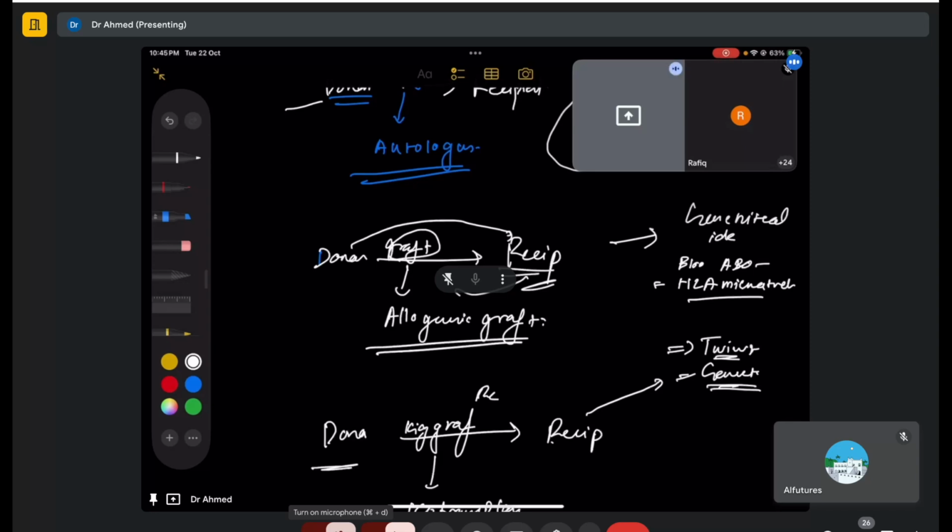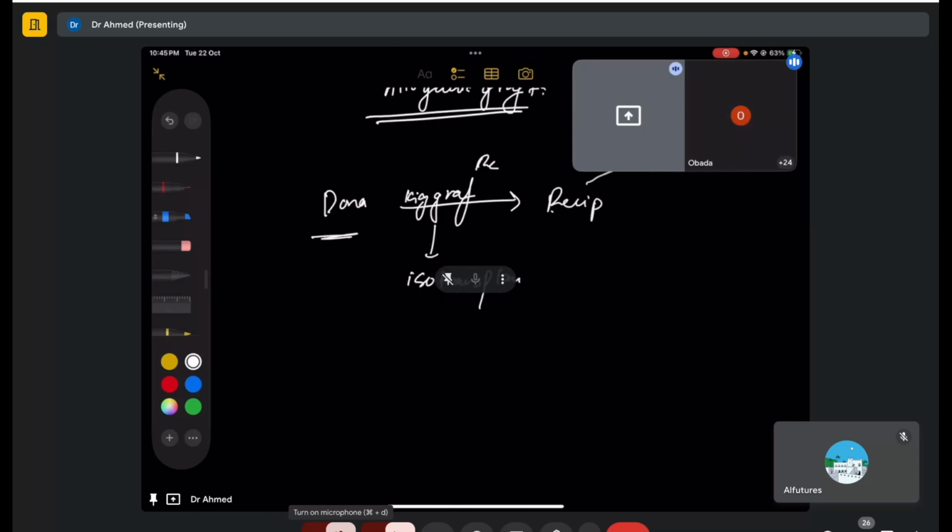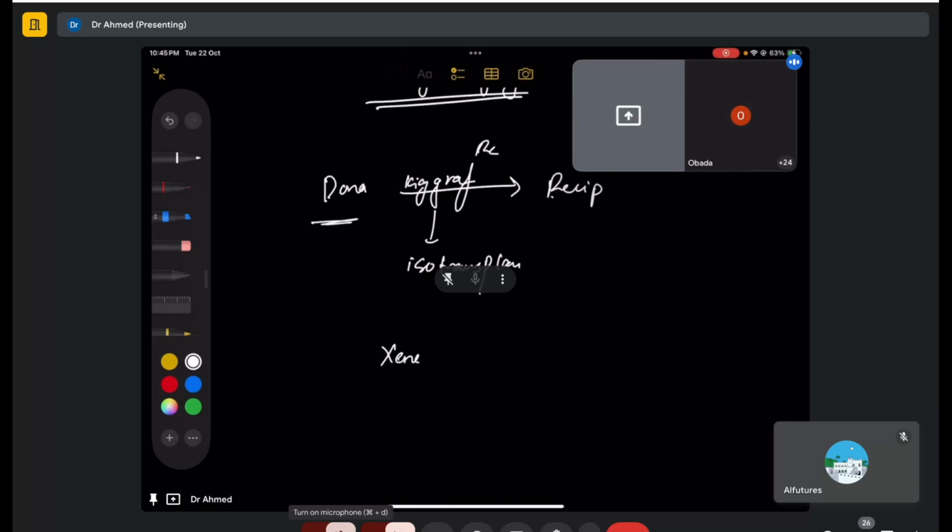Okay, do you guys know what is xenograft, by the way? From another species. Okay, perfect. For example, if I take a graft from another species, it would be an example of xenograft. So the HLA gene cluster codes for MHC.